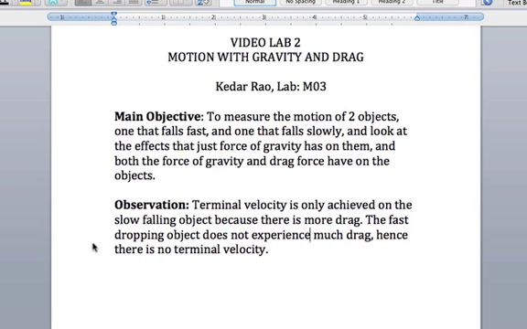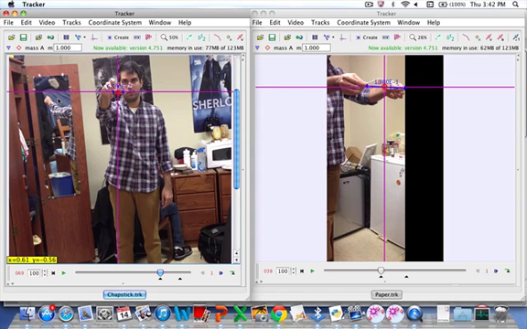The observations for this lab were that terminal velocity is only achieved on the slow falling object because there is more drag. The fast-dropping object does not experience much drag, hence there is no terminal velocity. So as you can see here, we have my two objects, one that is falling fast and one falling slow. The one that's falling fast is on the left, and the one that's falling slowly is on the right.